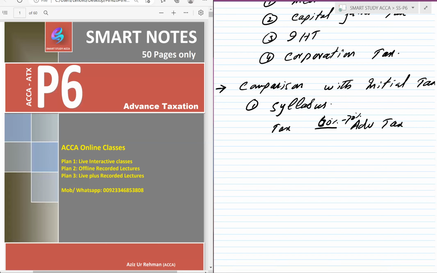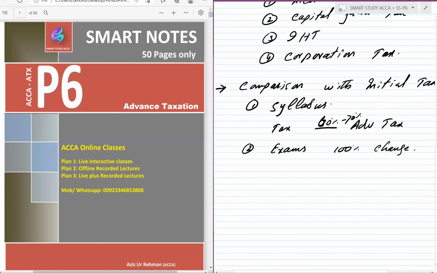Because tax is basically law, and law will remain the same, either in your initial taxation paper or your advanced taxation paper. So as far as syllabus is concerned, we will have around 60 to 70% of the same rules which we discussed in our initial taxation paper. But if you look at the exams, the exam is 100% changed.